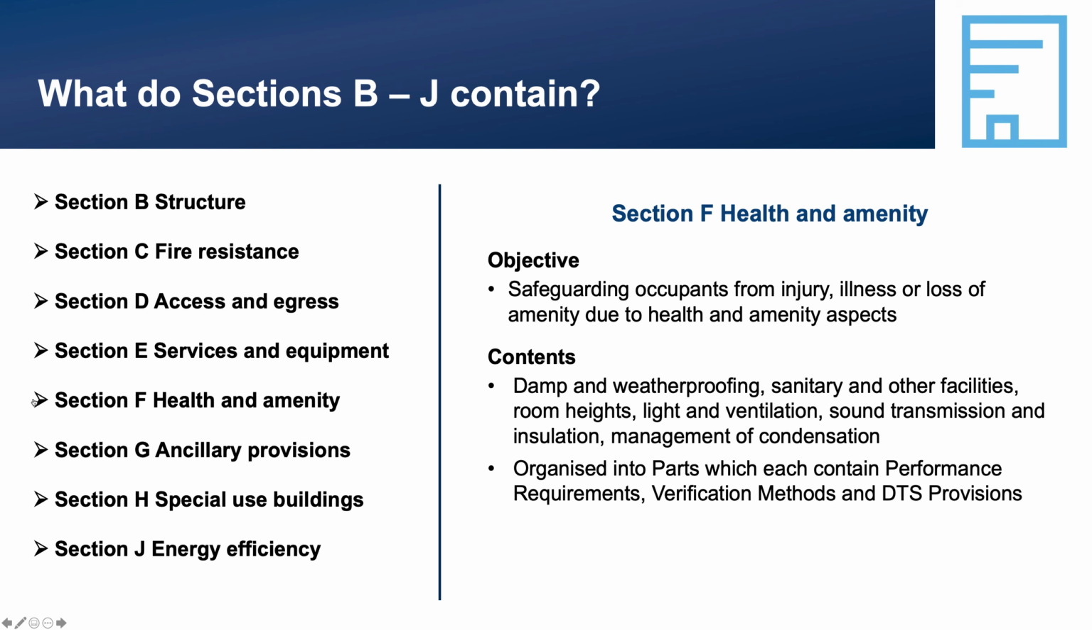Section F contains requirements designed to ensure that buildings provide for the health and amenity of users and occupants. It covers a broad range of requirements from waterproofing of wet areas to issues such as determining how many toilets are required in a building or how much natural light or ventilation a building is required to have or condensation. Performance requirements, verification methods, and DTS provisions are spread across the different parts.